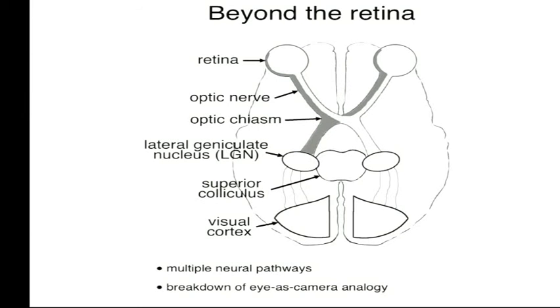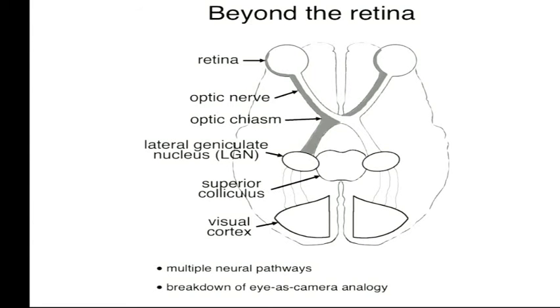Okay, so once we get out of the eyeball, it actually gets even more interesting. Here are the retinas up there at the top. The ganglion cell axons pull together and form the optic nerve, and the optic nerves exit the eyeball. Then they travel along until they reach something called the optic chiasm. The optic chiasm is a place in the brain where half of the fibers from the right eye cross over and go to the opposite hemisphere of the brain, and similarly with the left eye.